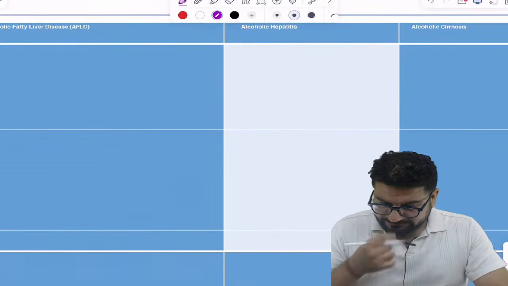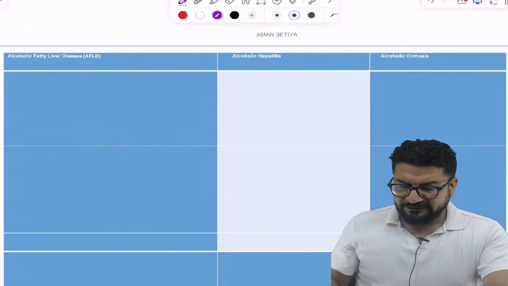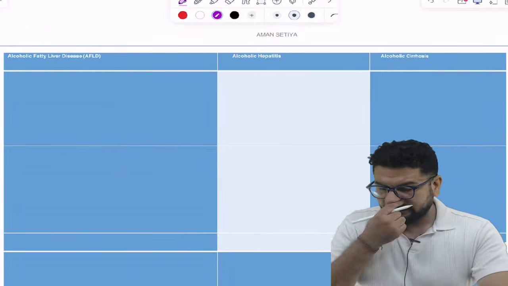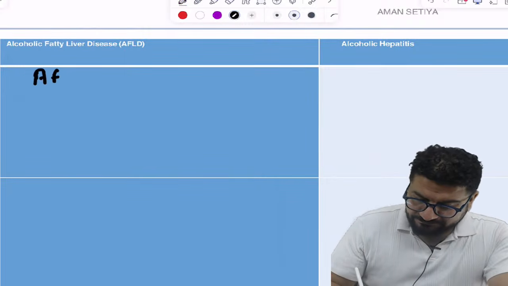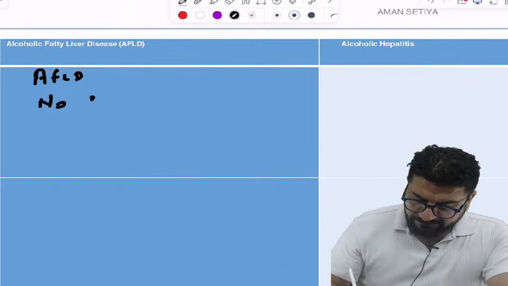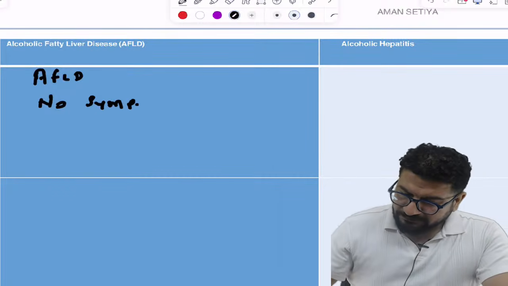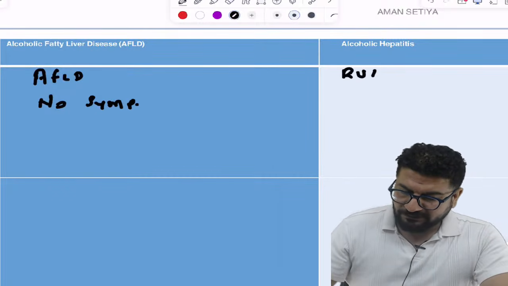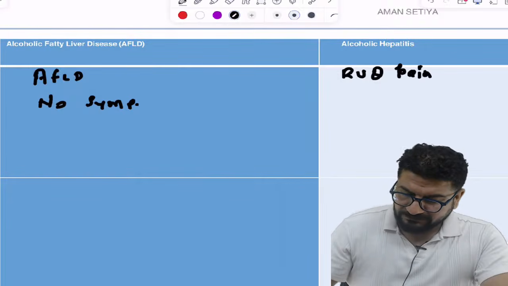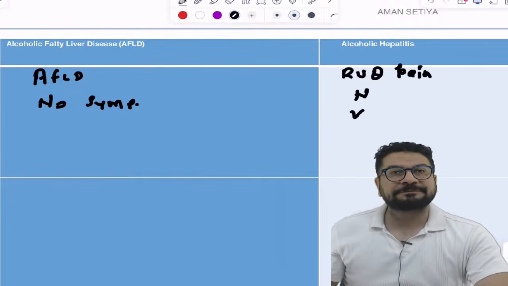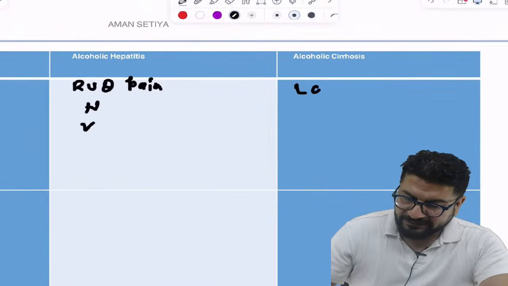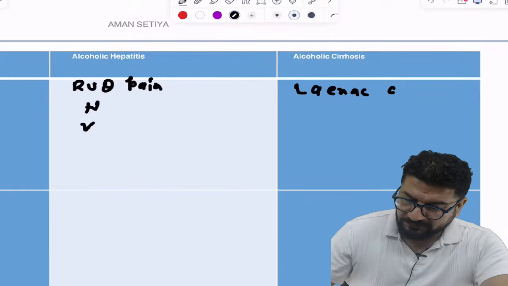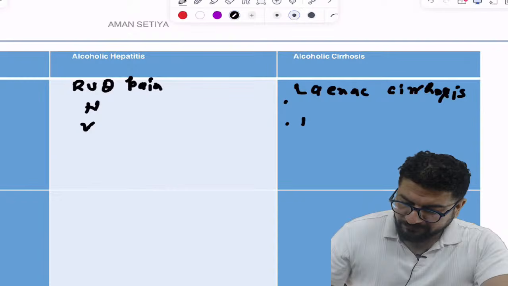Okay, now look at this. They ask you questions on alcoholic fatty liver disease, alcoholic hepatitis, or alcoholic cirrhosis. Alcoholic fatty liver we call AFLD. क्या symptom होंगे? There will be no symptom. In alcohol cirrhosis, you will see right upper quadrant pain, nausea, and vomiting. Alcohol cirrhosis was first coined by Laennec, so इसको हम बोलते हैं Laennec cirrhosis, and it is a micronodular cirrhosis.